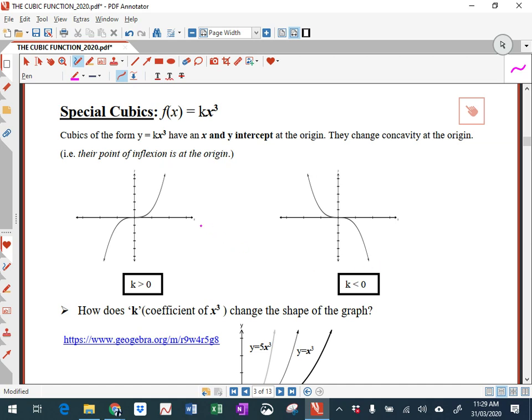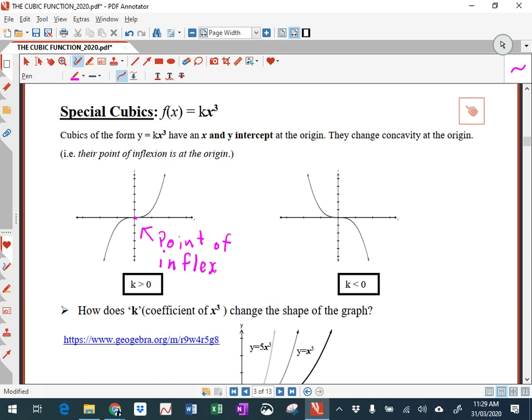All right. Now, what I'd like you to do is just indicate on your notes where the point of inflection is. It's right at the origin. So you can put a little arrow there and write down point of inflection. You could also write POI, point of inflection.